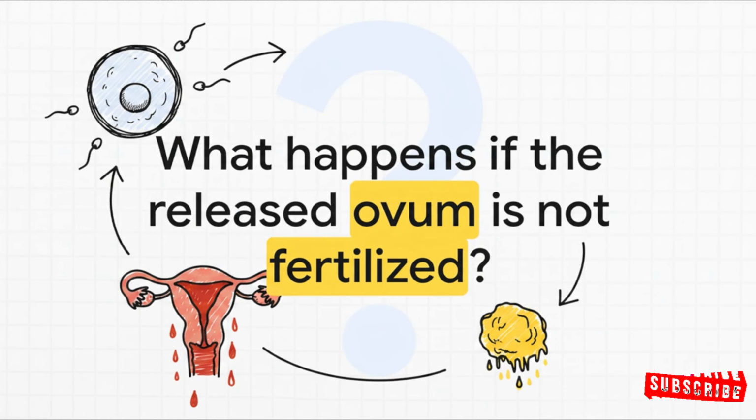But what happens if that window of opportunity closes? What if the egg that's released doesn't get fertilized? Well, if there's no fertilization, the body gets the signal. The corpus luteum breaks down, progesterone levels drop, and that causes the uterine lining to break down too. And just like that, the cycle starts all over again.